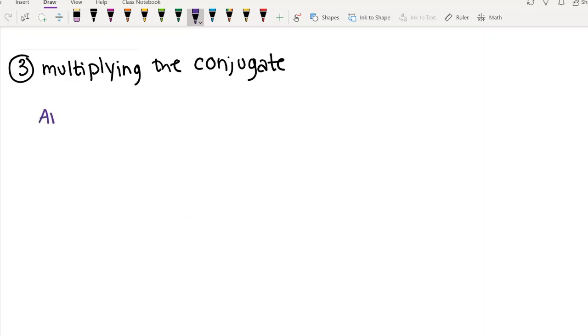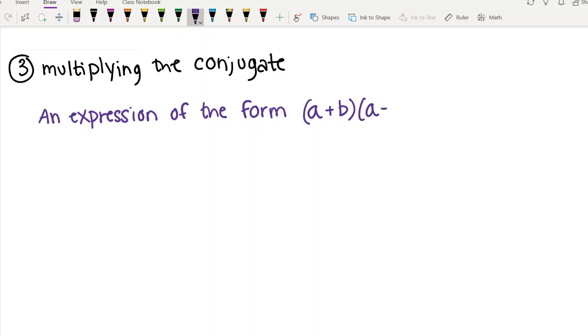So an expression of the form a plus b times a minus b, and I'm going to leave some space to the right because we're going to multiply that out in a second, is called a difference of squares. And we'll see in a second why it's called that.